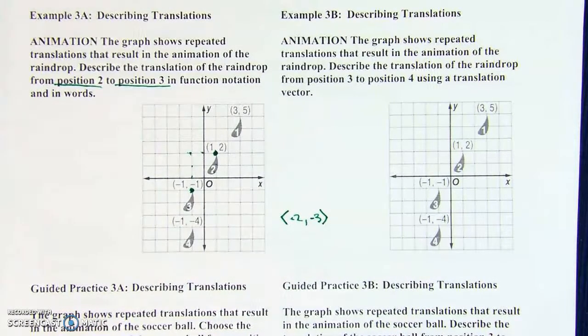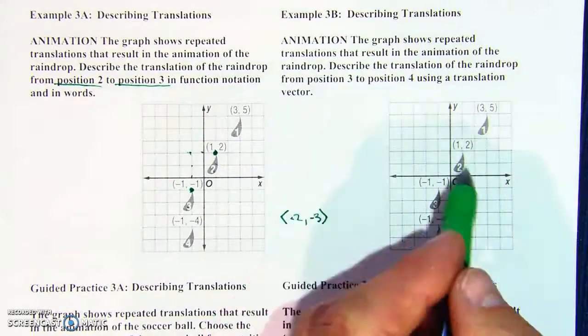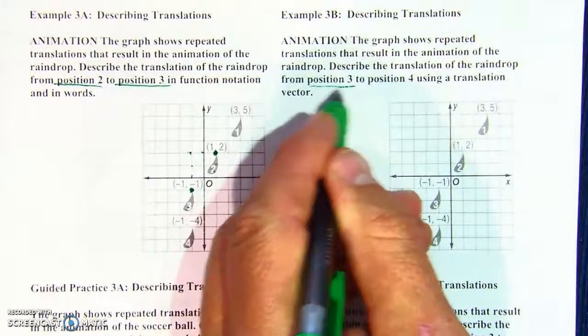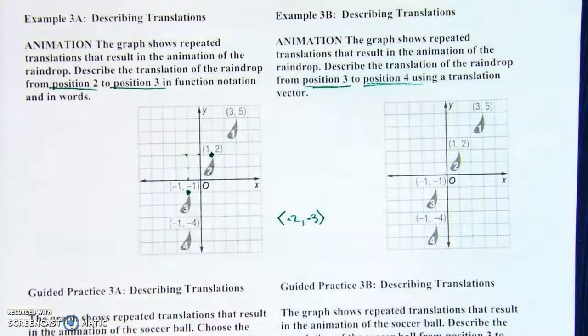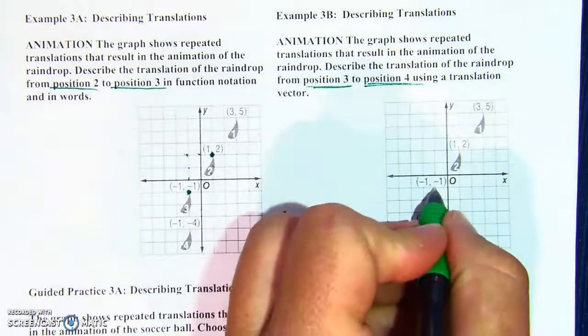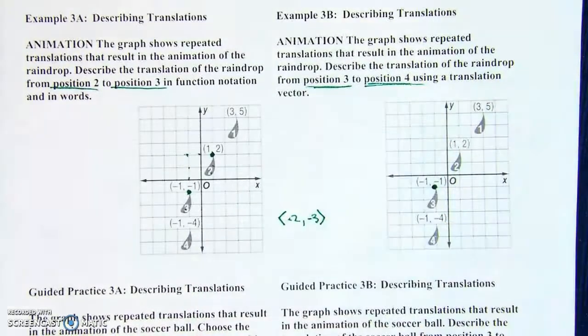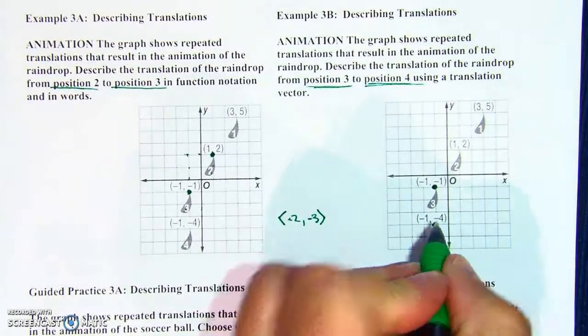That's pretty good. So same thing over here. Again, we're dealing with raindrops. We're going from position 3 now to position 4. So let's start at position 3. So I'm going to put a dot, I'm going to point at the top there, and we're going to go down here to number 4.